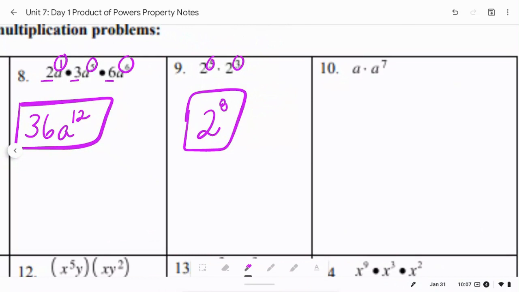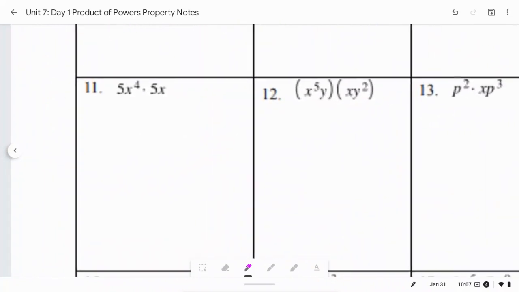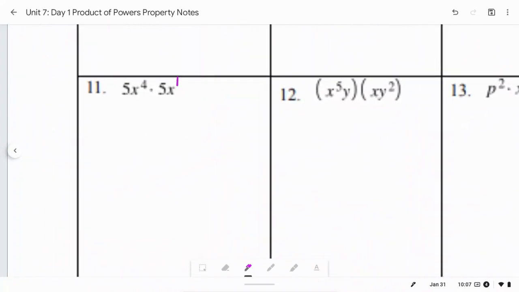In number 10, don't forget to put an exponent of 1 with the first a, and then add those exponents together to get a to the 8th power. Next one, number 11, you're going to put an exponent of 1 with the 5x and multiply those coefficients because now the 5's are coefficients. So 5 times 5 is 25, and then add those exponents to get x to the 5th power.